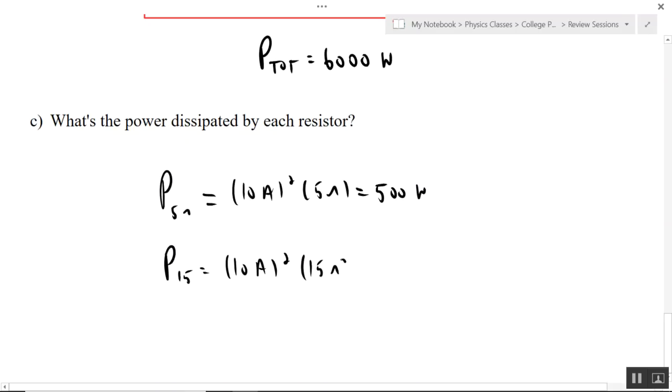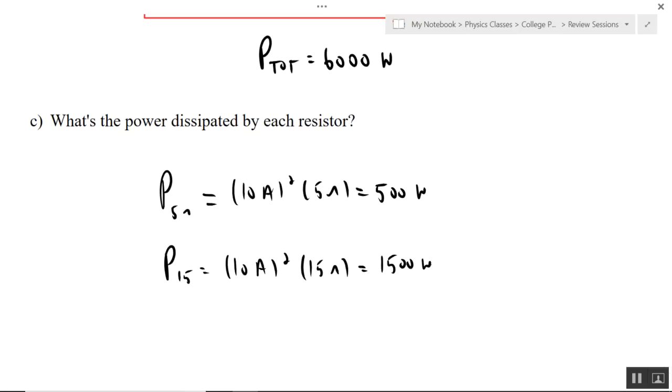So 15 ohms is how many times 5? Sorry, 3 is what I was trying to say. So if you do 500 times 3, that gives you that one. Or you can just do this: 15 times 100 is 1500, right? Either way, it's the same thing. But it's good to think in proportions sometimes, right?